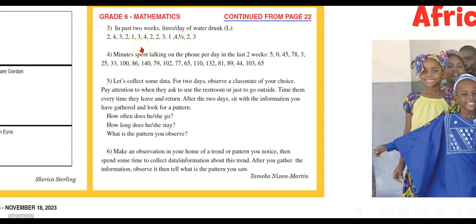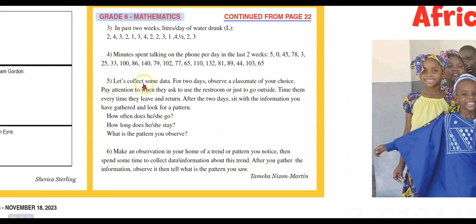Okay. Question 4. Minutes spent talking on the phone per day in the last 2 weeks. So we have 5, then 5 minutes, 0, 45, 78, 3, 25, 33, 100, 86, 140, 79, 102, 77, 65, 110, 132, 81, 89, 44, 103, 65. Take time, look at this, and see if there is a pattern there or if this is just random.